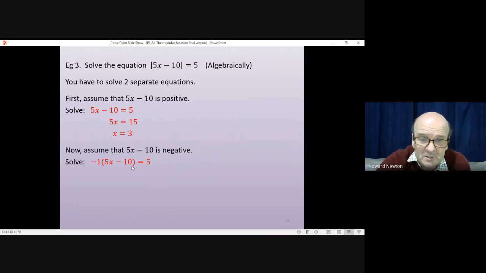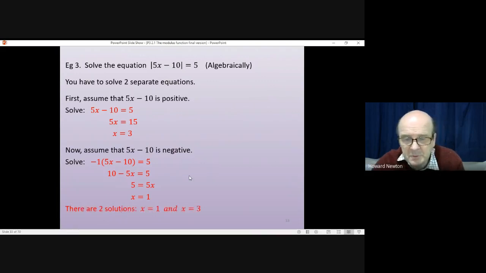So this is the equation we need to solve if 5x minus 10 is negative. That would give you 10 minus 5x equals 5, 5 equals 5x, and that gives you the other solution, x equals 1, which are, I think, the two solutions that we had before. So two solutions, x equals 1 and x equals 3. First of all, we found them by drawing an accurate graph, and then we found them by using algebra.